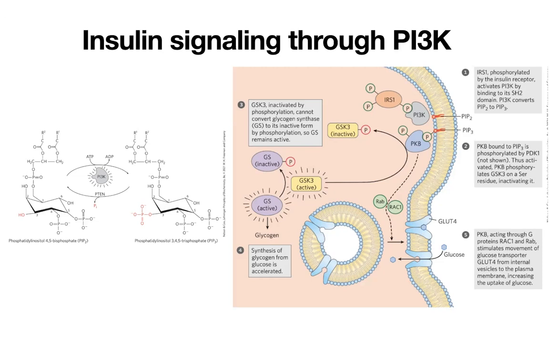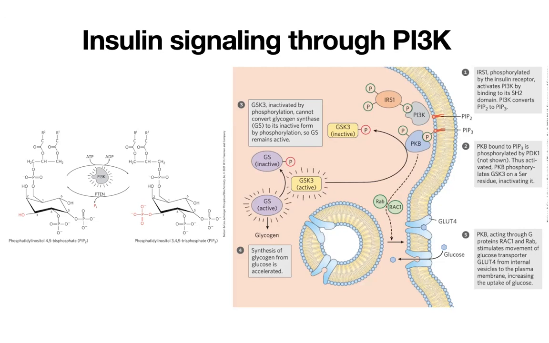So what PKB is going to do is inactivate GSK3, and therefore it's going to take the brakes off the glycogen maker. So it's a complicated pathway, but at the end result, you get glycogen made.